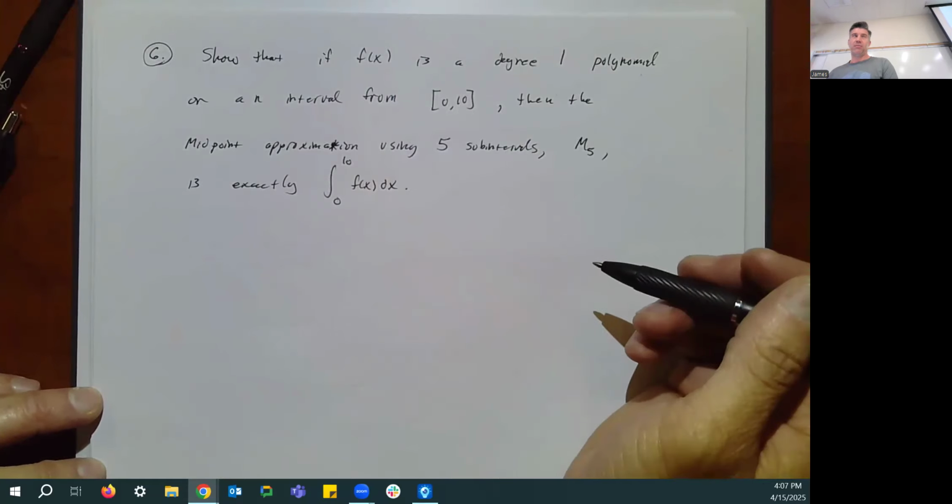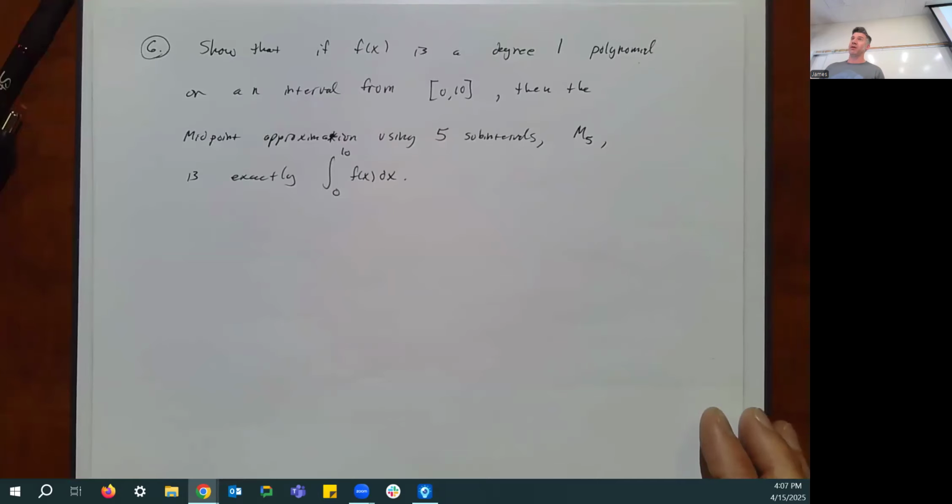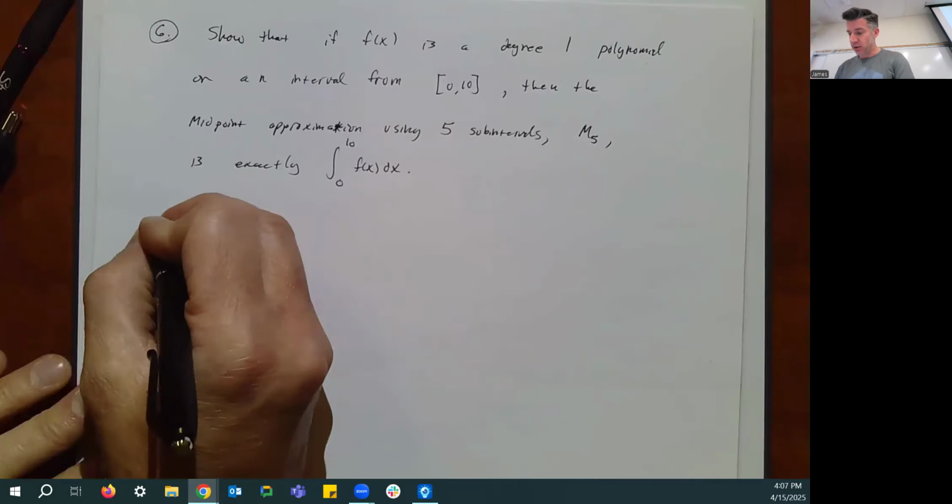So here's how you would approach a problem like this. You're just going to calculate the thing both ways. What's our function? Well, we don't know exactly, right? It's linear, a degree one polynomial. So just like in the other extra credit problem, where you would say that the function is like ax squared plus bx plus c, I'm going to do the same sort of thing here. I'm going to say that my function, f of x, is a times x plus b.